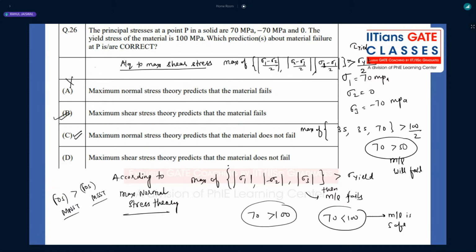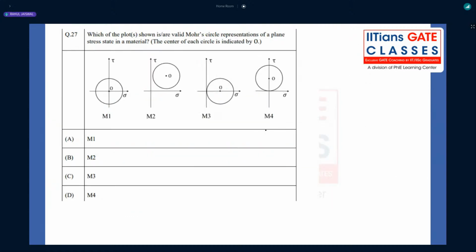So this is the discussion about this question, right? Now we move to the next question, the 27th. Which of the following plots shown in the figure is or are, this is an MSQ question, representing the condition for the plane stress case, right? For the plane stress case, suppose this is sigma x and this is sigma y.